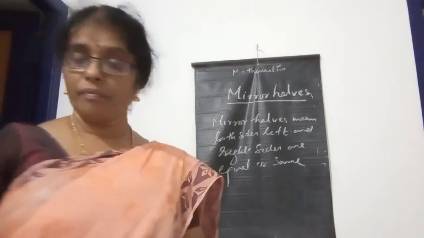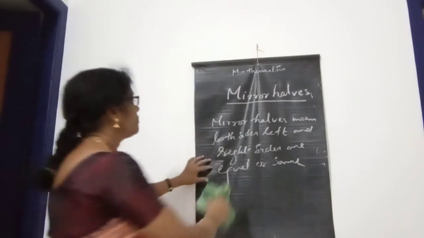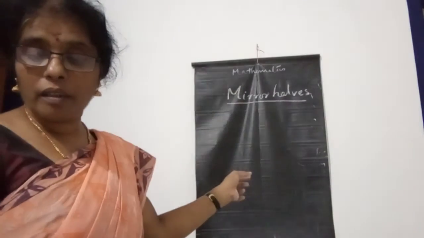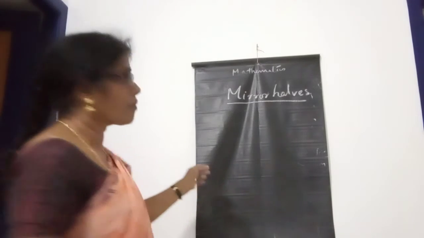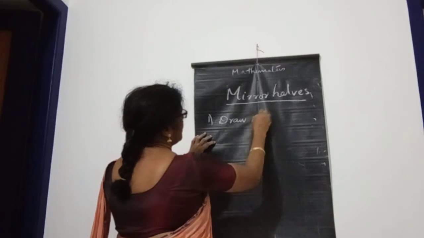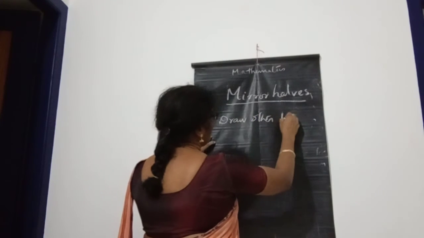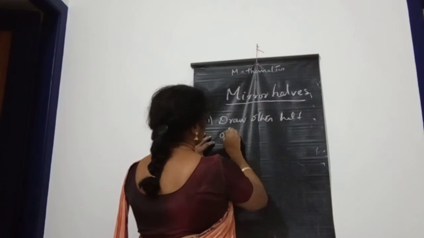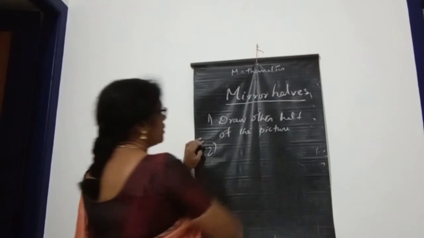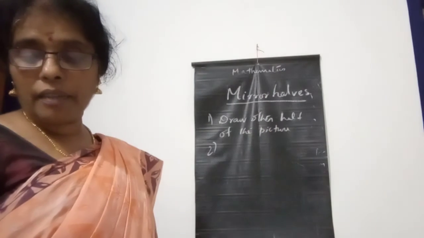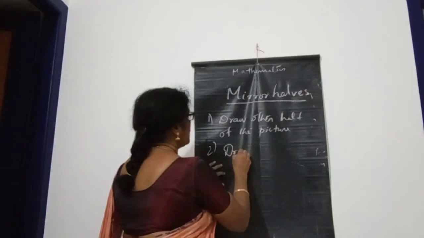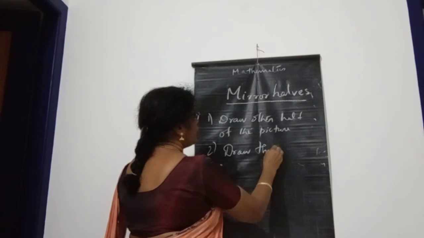I will write it here. Draw half of the picture and complete it. One is draw the other half of the picture. And second one, draw things not mirror house. Draw things not mirror house.